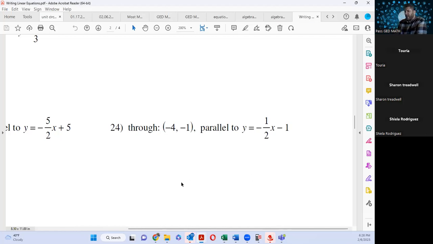All right, so I'm gonna change this problem up. And instead of parallel, I'm gonna change it to perpendicular. So instead of what is the equation of the line that's parallel to this equation, I'm gonna change it up and say: what is the equation of the line that passes through (-4, -1) and is perpendicular to y = -1/2 x - 1?